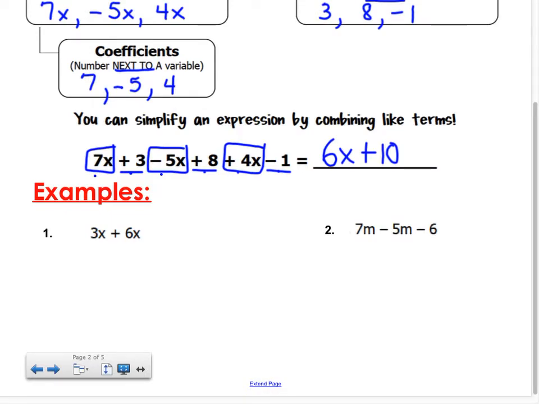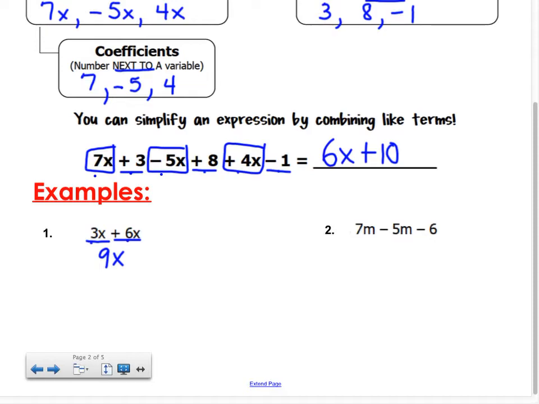For number 1, 3x and 6x are like terms because they are both variable terms that have the same exact variable. We can combine these by adding together the coefficients. 3 plus 6 is 9, and that's 9x. X comes along for the ride.